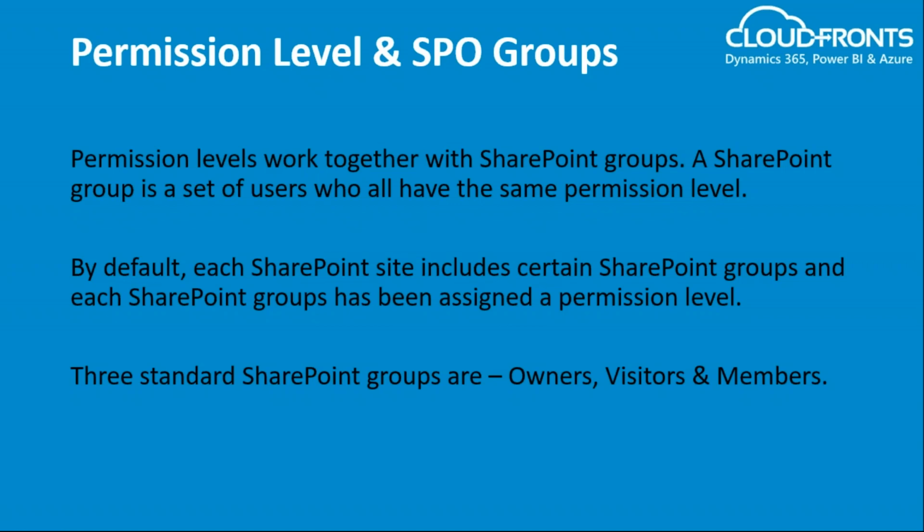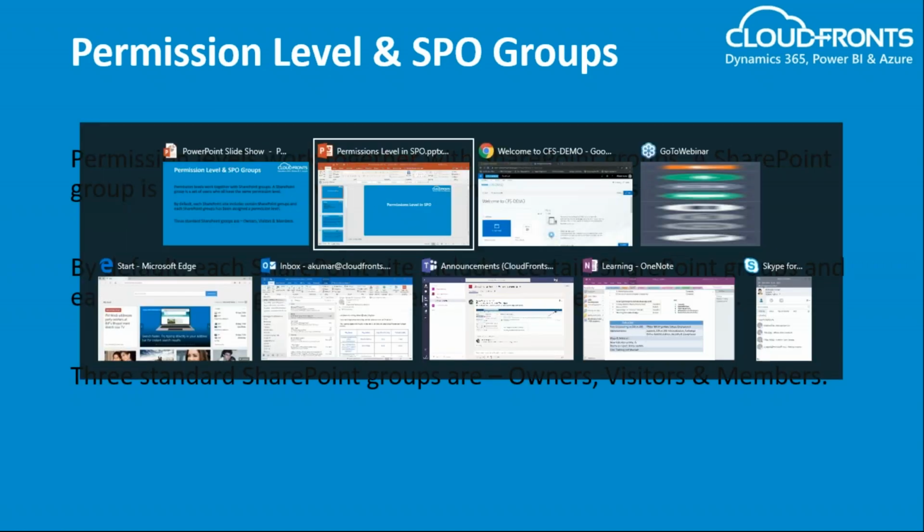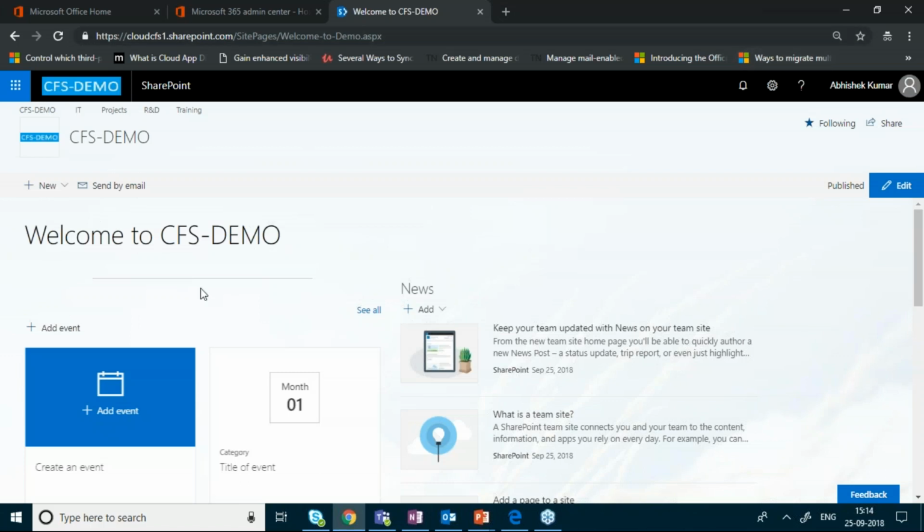By default, each SharePoint site includes certain SharePoint groups, and each SharePoint group has been assigned a permission level. In those sessions we saw how to stop inheriting permissions and how to create groups, but not what permission level is assigned to a particular group. I'll just show you. There are three standard SharePoint groups: owners, visitors, and members. Let me quickly show you how it works.